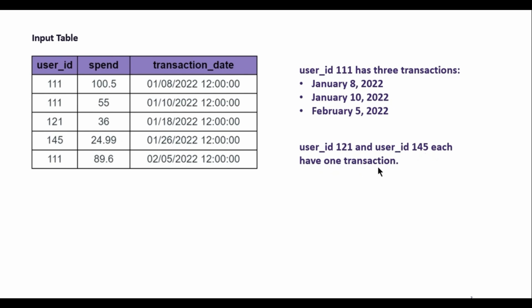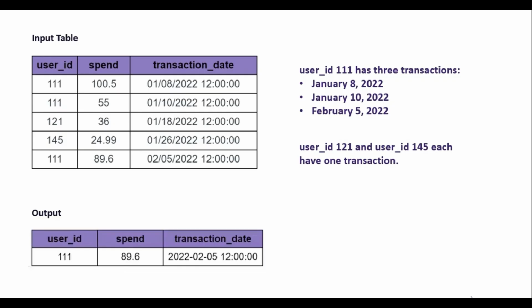So now what would be our output? Our output would be the user ID 111. This is because the user ID 111 appears in the output because that is the only user in the sample data with three or more transactions. And the output would look like this. It would contain the user ID, which is 111, which made the transaction on 5th February. So here is the date, and the spend amount made by the user ID 111. So this is how our output would look like.